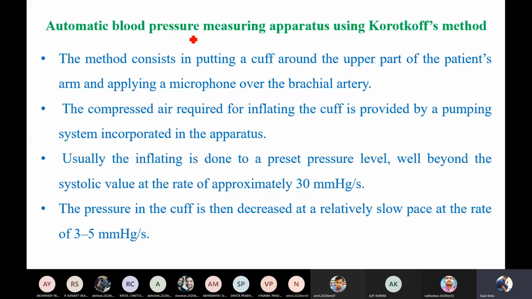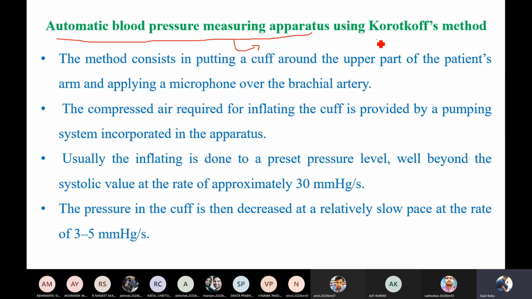Okay. So let us now discuss the automatic blood pressure measurement, or you may call it a digital sphygmomanometer. In the previous class, I had explained how the analog sphygmomanometer works, and how the doctor measures the blood pressure using an analog manometer. So today let us discuss how the digital sphygmomanometer, or automatic blood pressure measuring apparatus, works. I gave a broad name for this, but in the market it is called a digital sphygmomanometer. So how is it going to work?